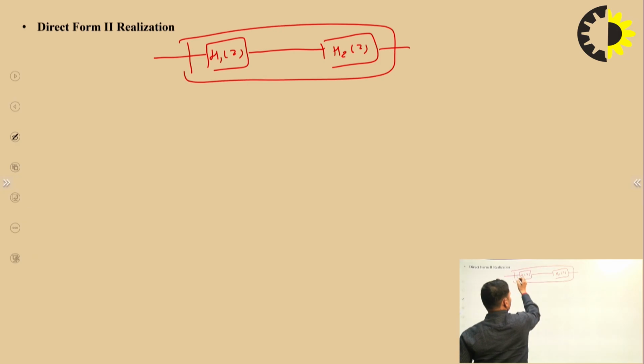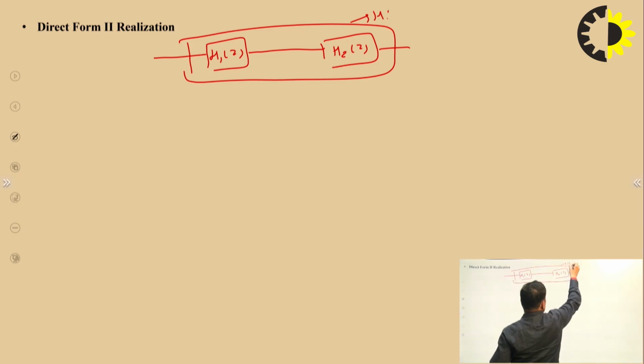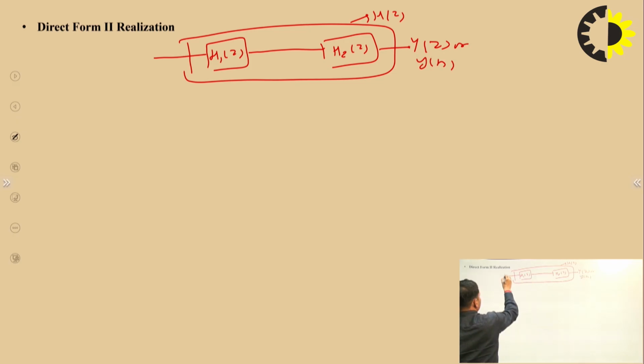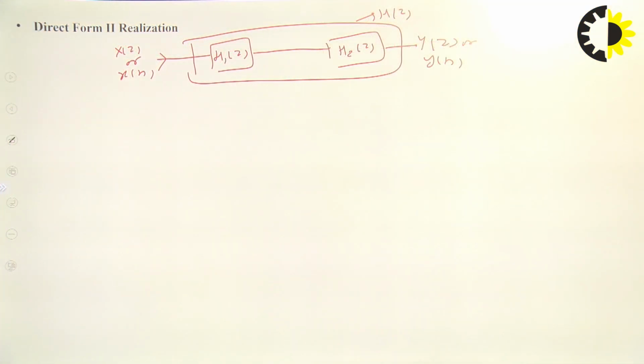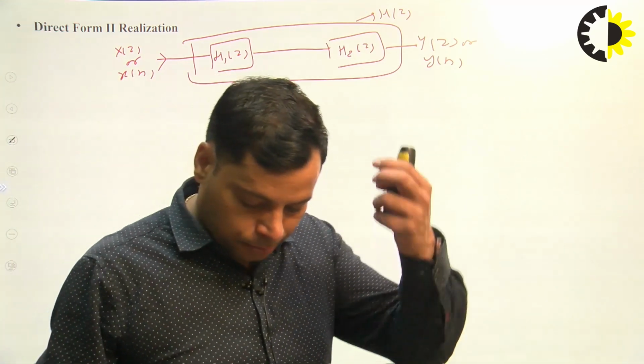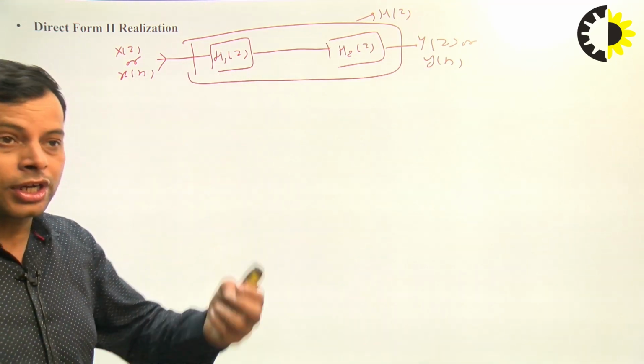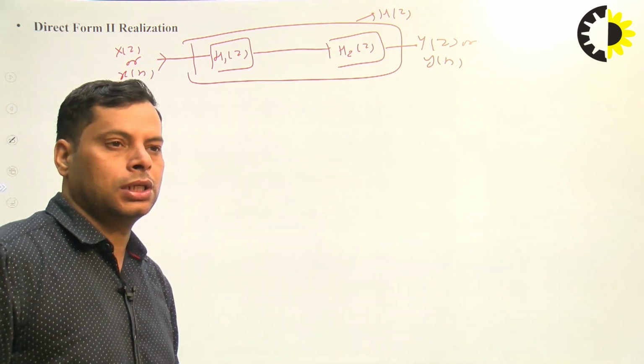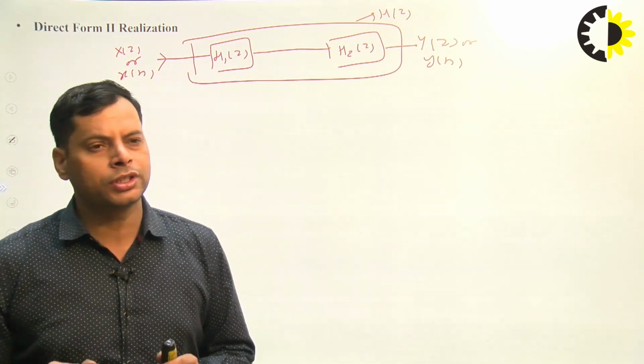This one is the overall H of z. We are getting the output Y(z) or y(n) when we are applying the input X(z) or x(n). So in this method, the position of these two transfer functions will be reversed, where in the first one we realized the zeros of the system, then the poles.